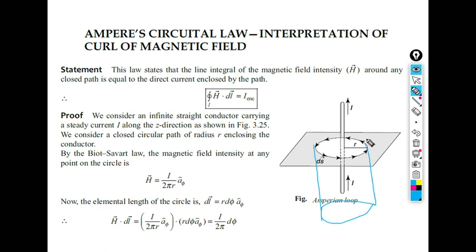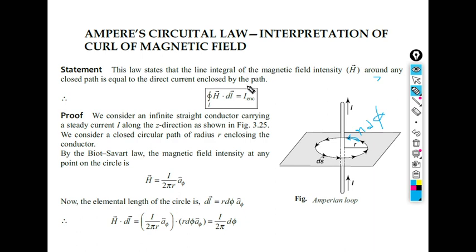So this small dl, what will it be? That is equal to r d phi, and the direction is a phi cap. It is from the cylindrical coordinate system concept, right? So the elemental length of the circle is dl equal to r d phi a phi cap.